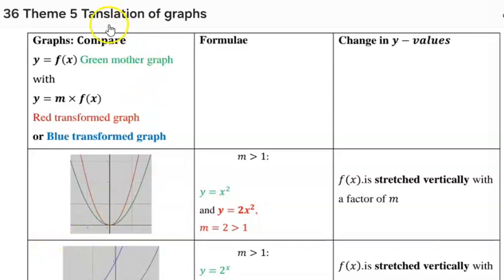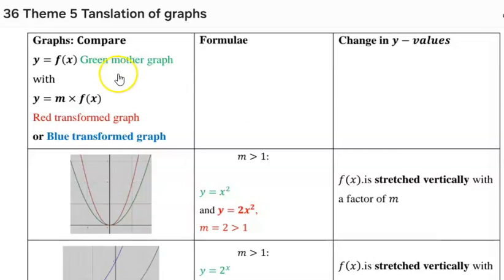We have done translation of graphs while we were doing straight lines, parabola, hyperbola, the exponential function, and we've done it profusely. And translation of graphs actually just means that we are either shifting it horizontally or vertically, or we're stretching or shrinking a certain graph. So this number 36.5, translation of graphs, is actually a summary of what we did before, and it's just a small part of what we've already discussed.